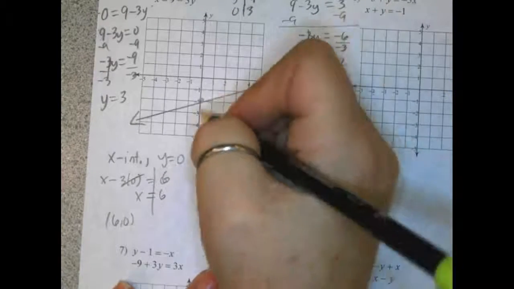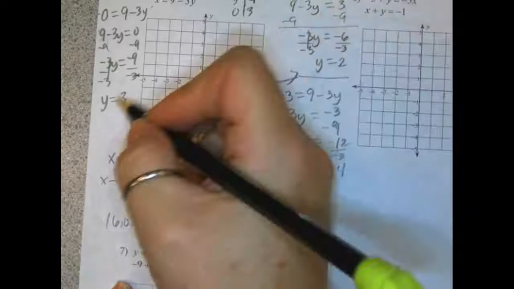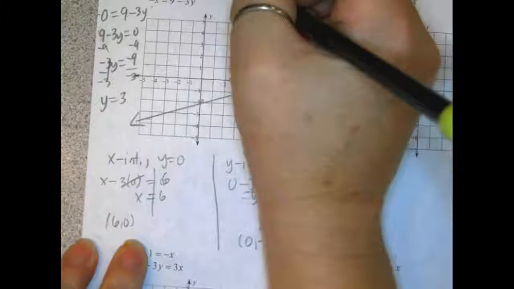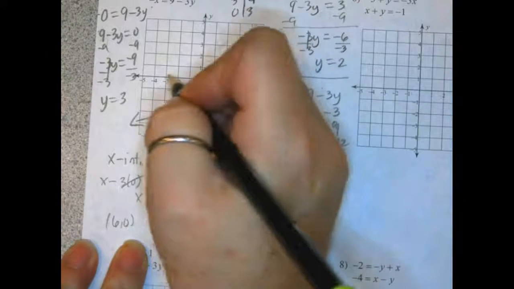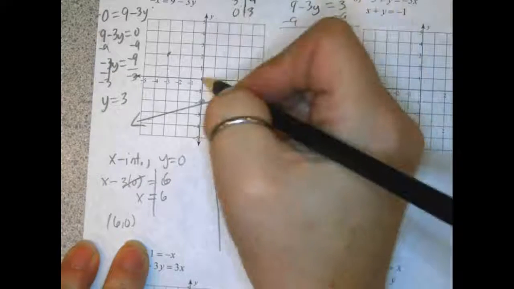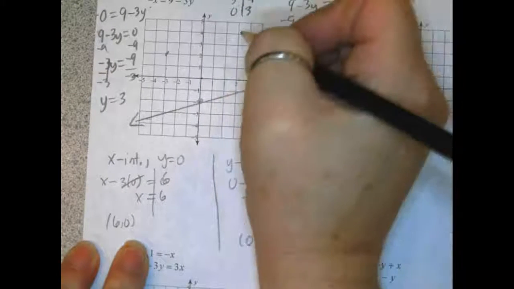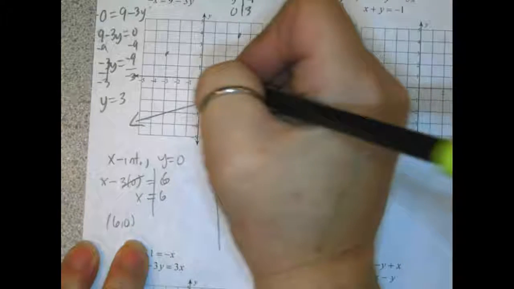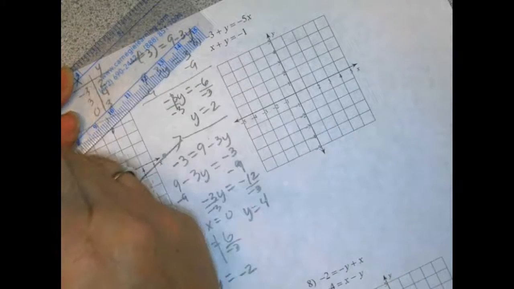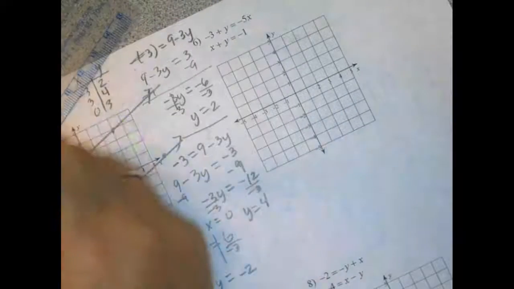All right? So my values are negative 3, 2. So from 0, negative 3, positive 2. From 3, positive 4. From 0, 3. So when I graph this line with the points that we have, what do you notice about the two lines?